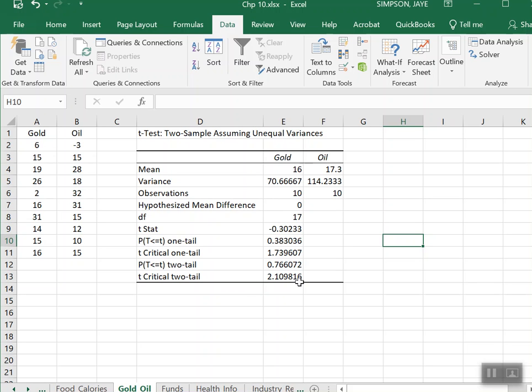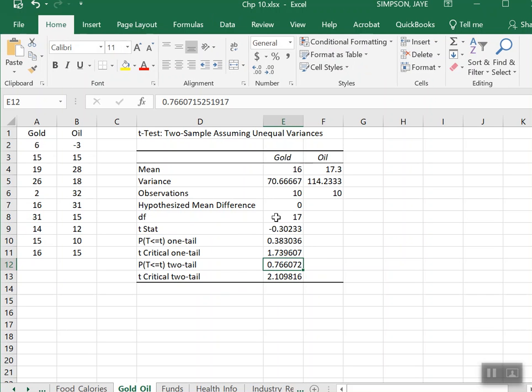Now it gives us lots of statistics down here, so we have to be careful. We want to make sure we're choosing the one that we need. So remember, this was a two-tailed test, so that means I want this. This is my critical statistic right here, the two-tailed test. Okay. So since this p-value is not less than 0.05, I cannot reject the null hypothesis. So I cannot say with 95% confidence that the returns from gold and oil are significantly different, okay?